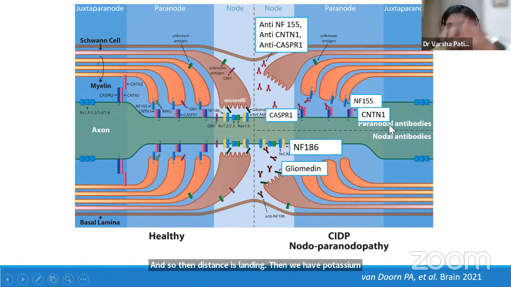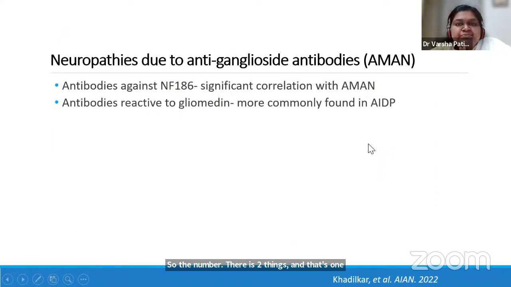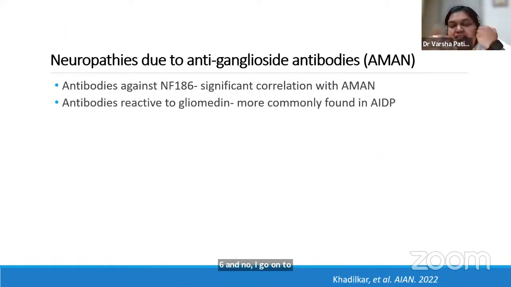So the top one shows your paranodal antibodies. Okay, so your anti-contactin 1, NF155, and Caspr1. And the bottom ones are your nodal antibodies. So remember these two things, NF186 and gliomedin. Now, I'll go on to individual things, and then we'll go into a joint approach for all of these disorders.